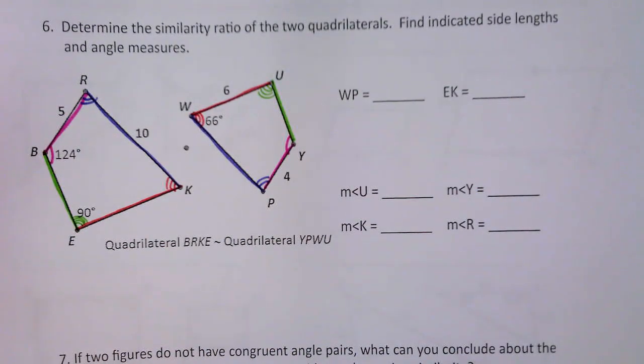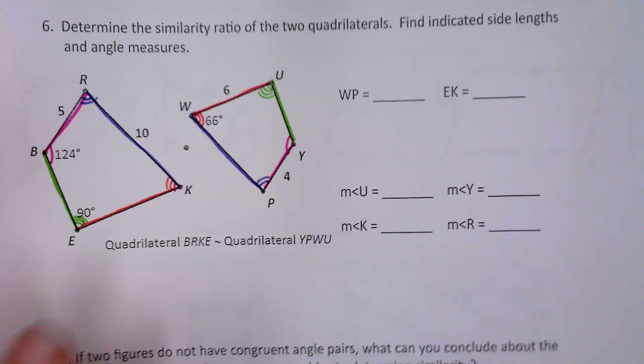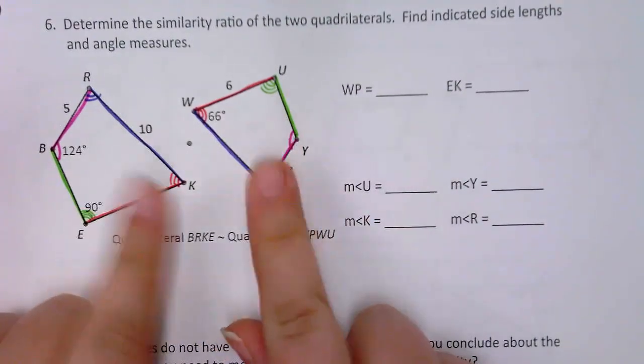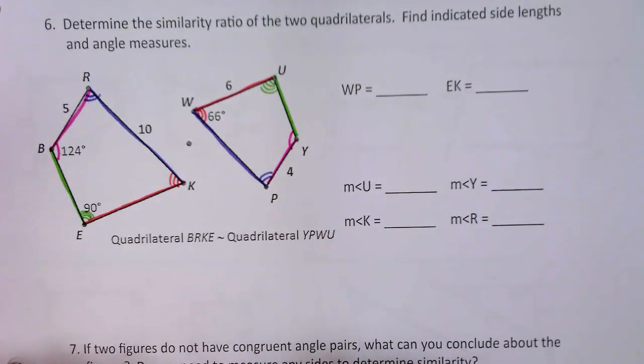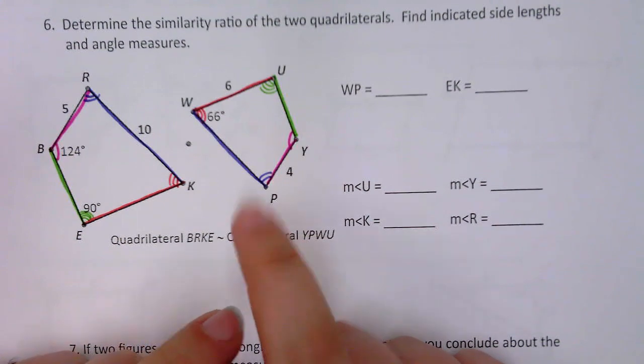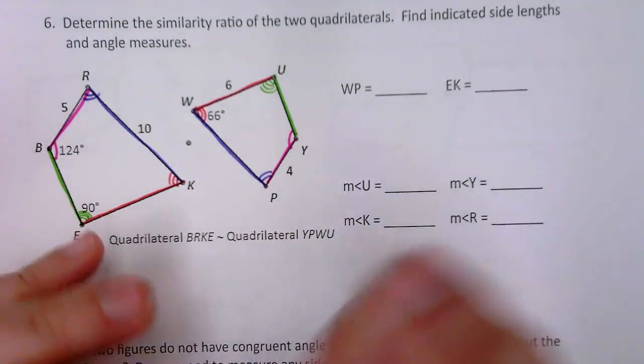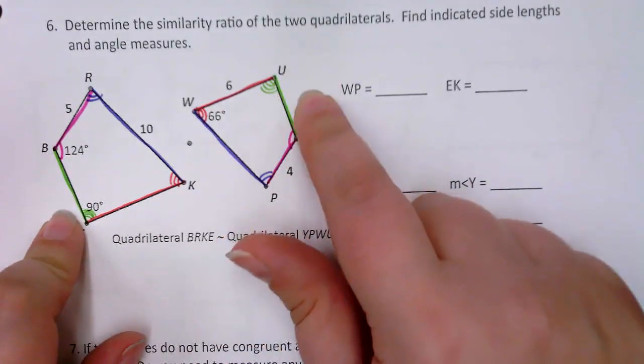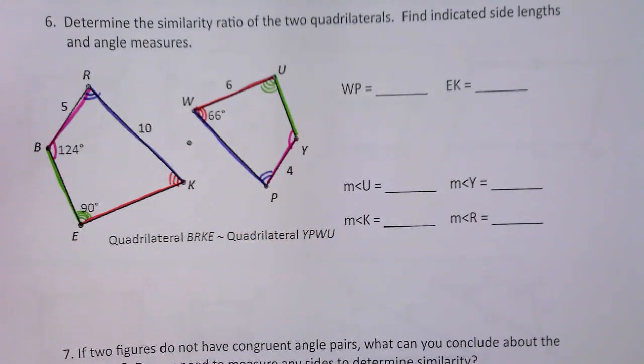Now, we know that they're similar, okay? How are they similar? What is their similarity ratio? If I want to find the similarity ratio, I need to compare the side lengths in these two quadrilaterals. I can only do that if I know the corresponding sides and their measures in each, right? Think about this. The green side here, I don't know how long it is. The green side here, I don't know how long it is. So I have no information to plug into a ratio in order to find the similarity ratio.